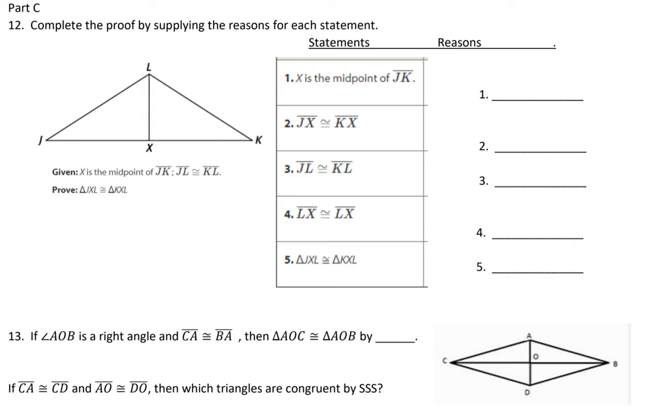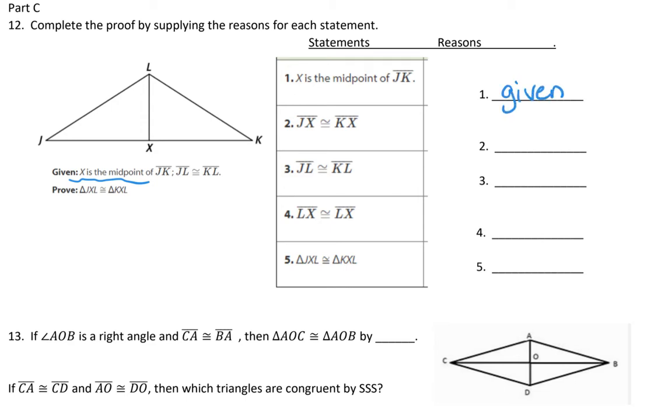And it gives us all the statements. We got to give the reason. On your test, you usually have a word bank. I'm sure this test will be no different. X is the midpoint of JK. How do you know? If you don't know, now you know because you read the given information. So the reason is given.